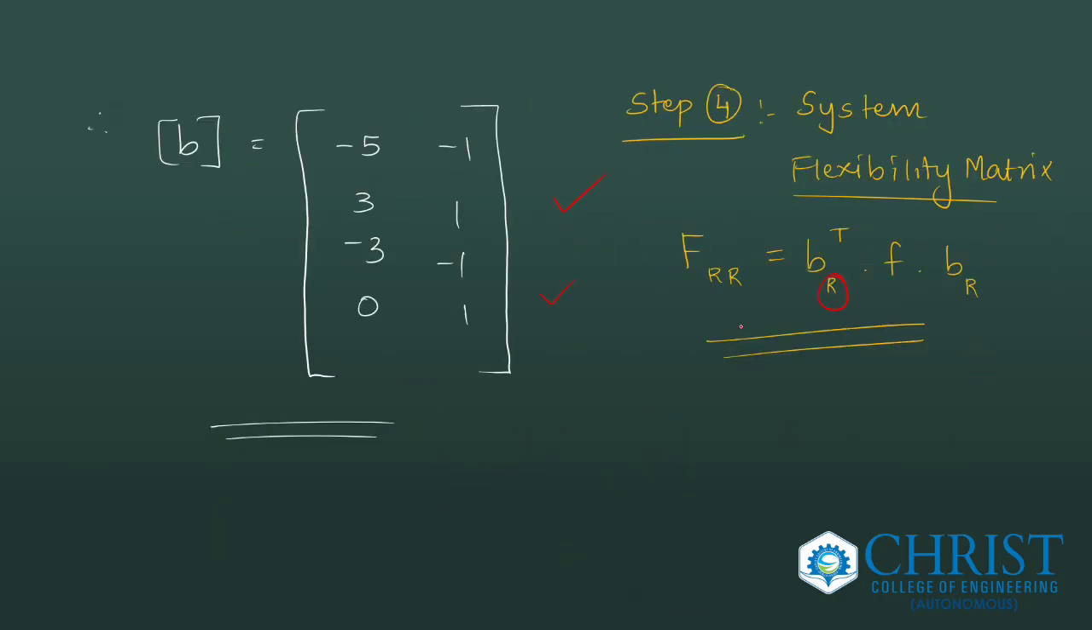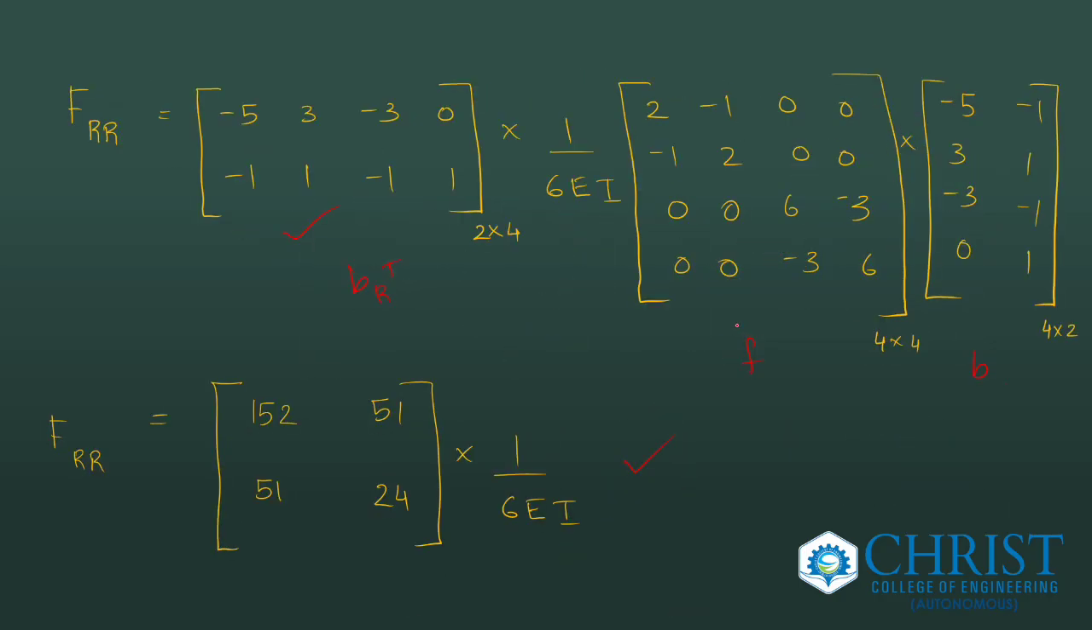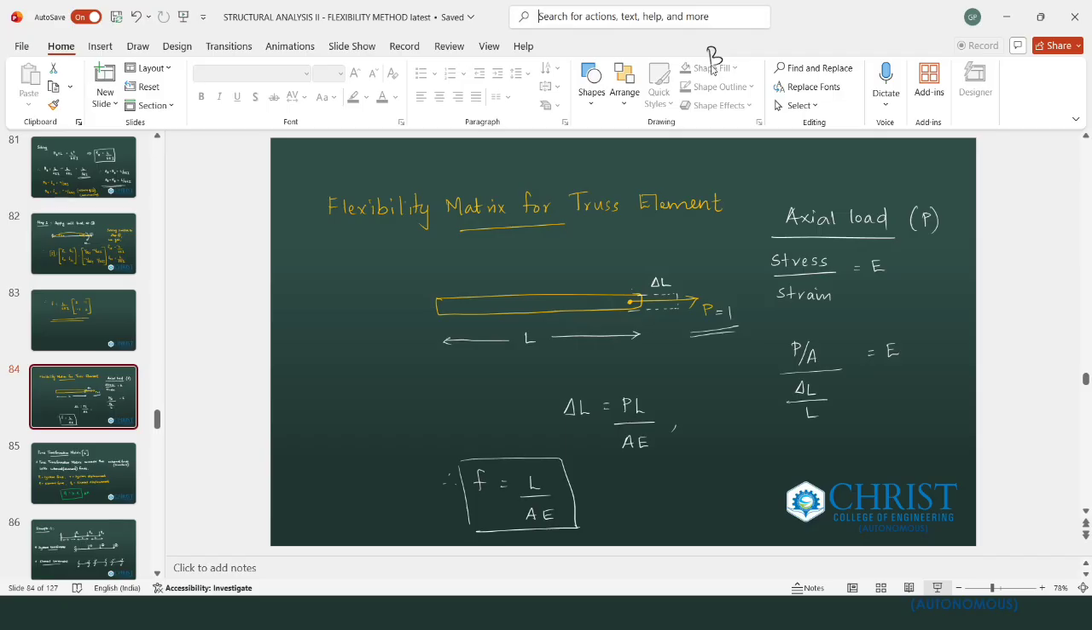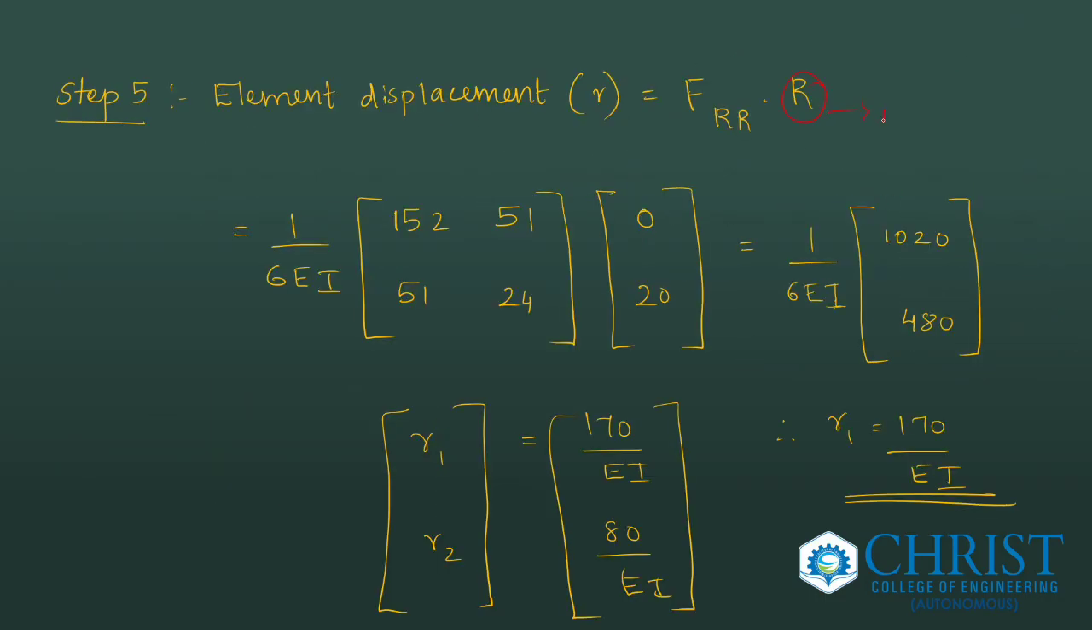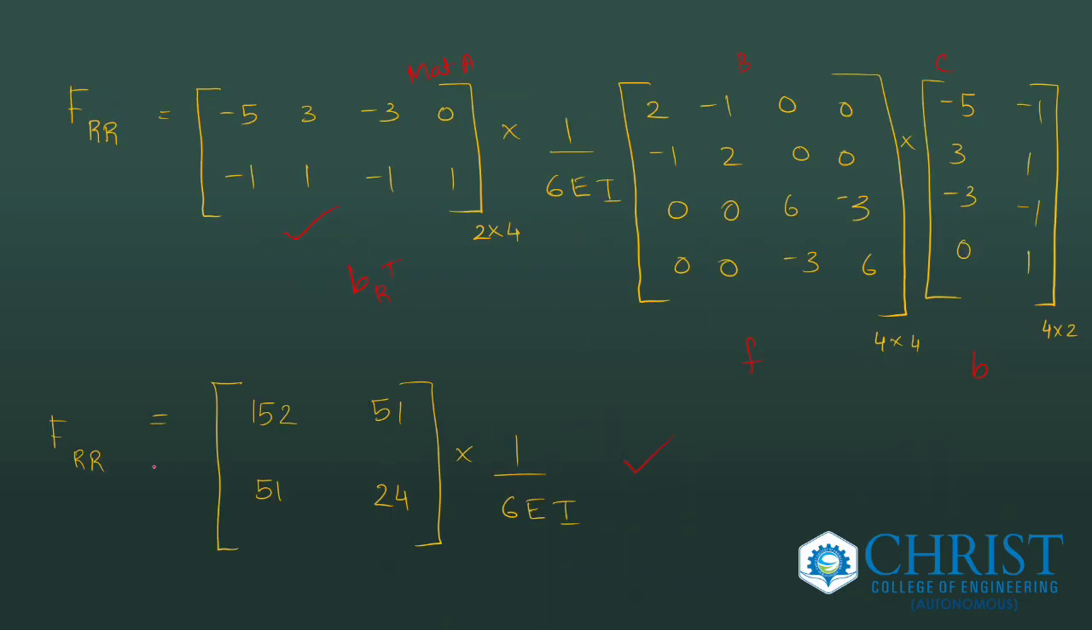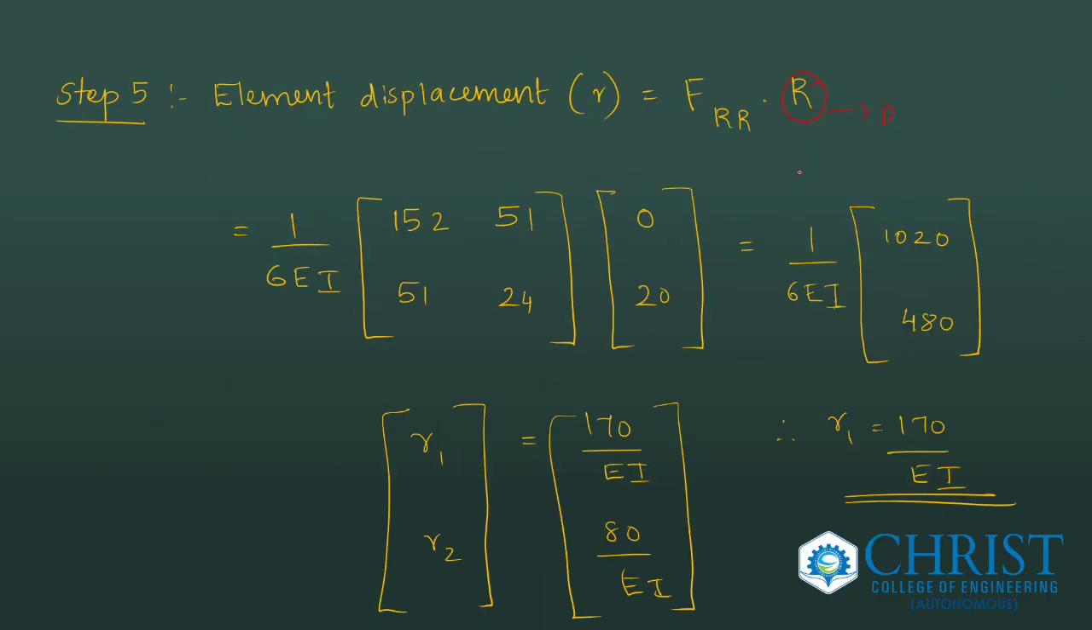So while using calculator, you can define all the four matrices together. That is, you can define this as matrix A, B, C, and then load matrix as a D matrix. And then while calculating A into B into C, you get FRR, then multiply it with the matrix D, you will directly get the value of element displacement. FRR dot capital letter R, that is capital letter R load matrix.